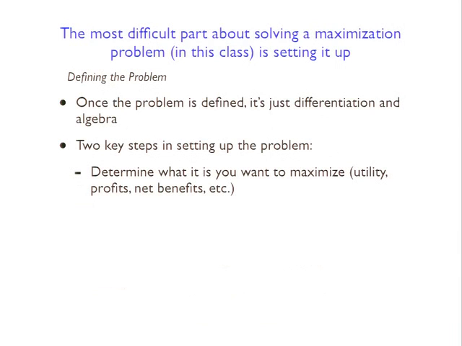It might be profits if you're looking at the firm's problem. It might be net benefits if you're looking at the social planner's problem, where net benefits would include both the social benefits and the private benefits. So you need to determine what it is that you want to maximize. This is basically saying what is the objective function, what's the quantity you're actually trying to maximize.